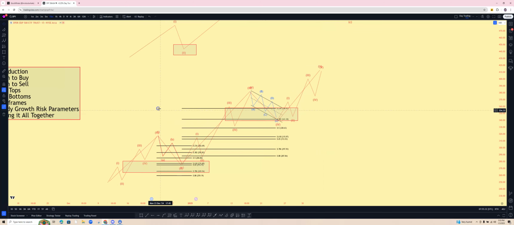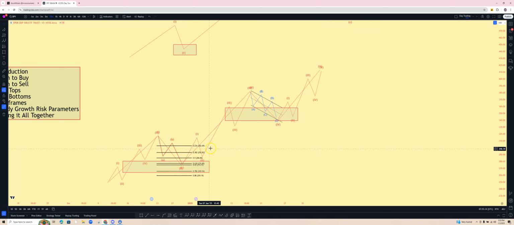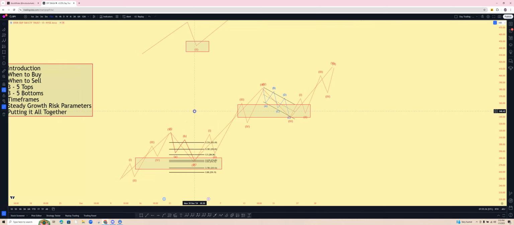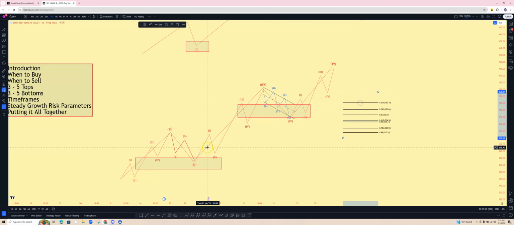Okay. So in the next video, let's talk more about selling and when to sell, and more of this ABC structure, guys. Okay. We're going to talk more about this ABC structure. Okay. And go into depth on retracements.